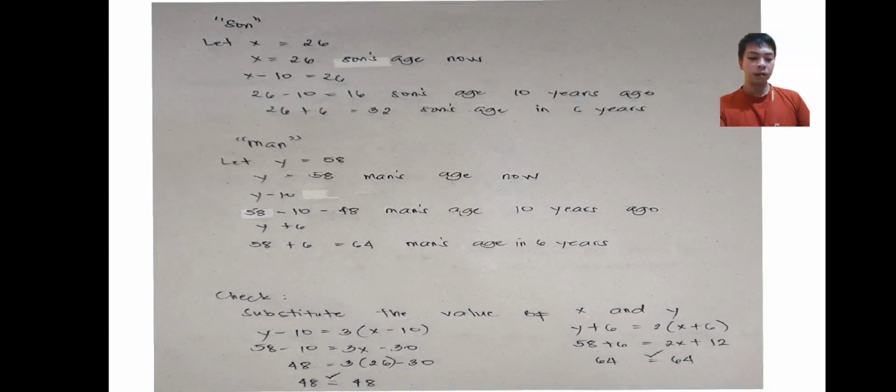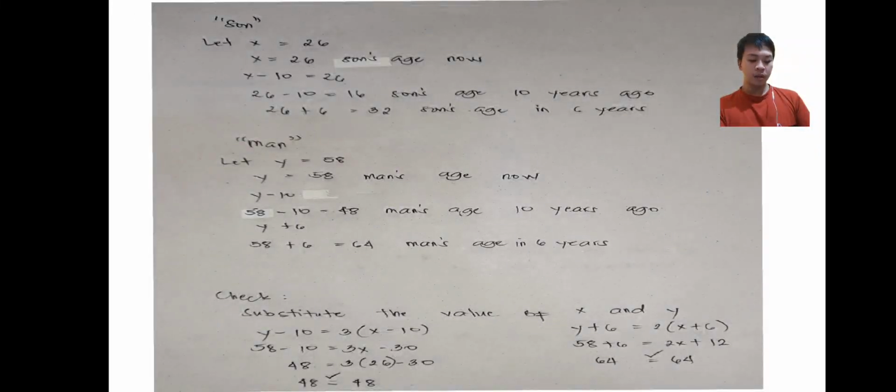To check, substitute the value of x and y. Y minus 10 is equal to 3 times x minus 10. So therefore 58 minus 10 is equal to 3x minus 30. 58 minus 10 is equal to 48. 3x minus 30 is equal to 3 times 26 minus 30. So the final answer is 48 is equal to 48. So check.